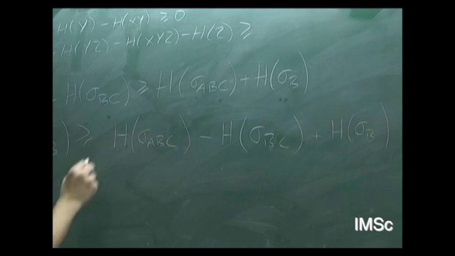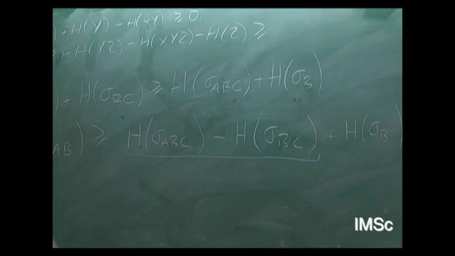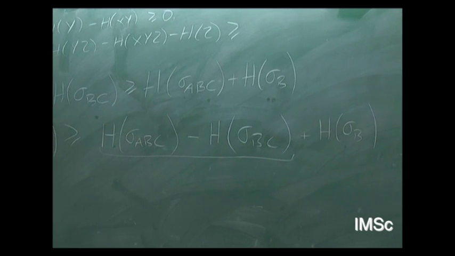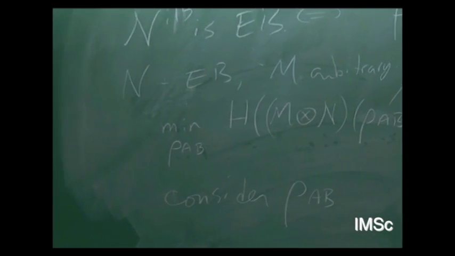So now we want to figure out what this term is, because this one already looks good, right? This is already just the entropy of sigma B, so it's just the output entropy of channel N. We need to make this term look like it's the output entropy of channel M.